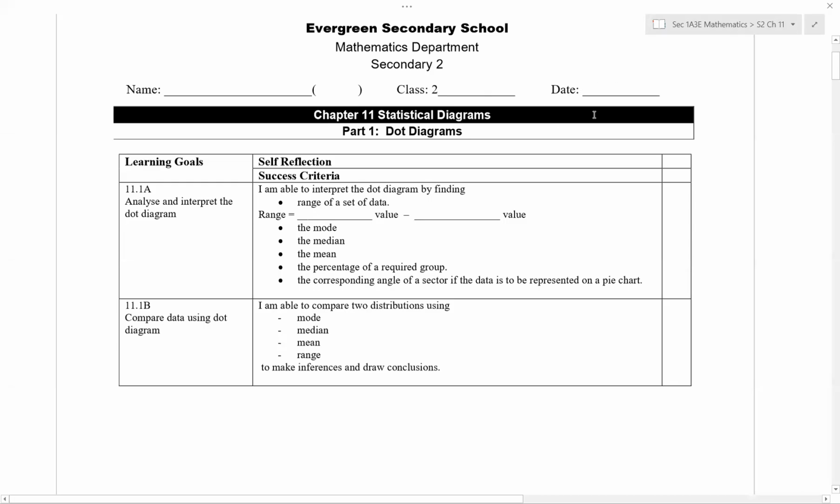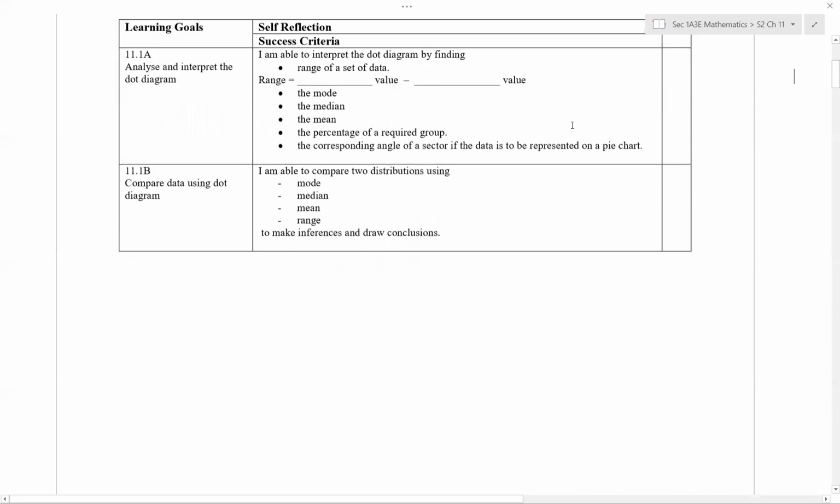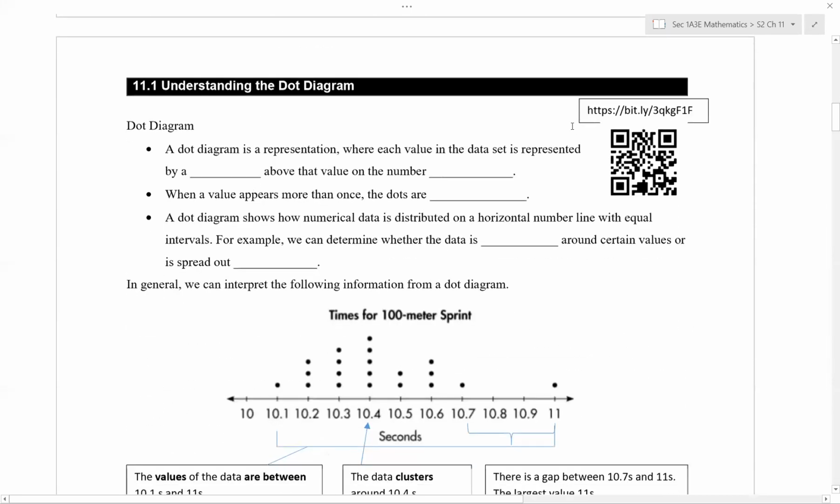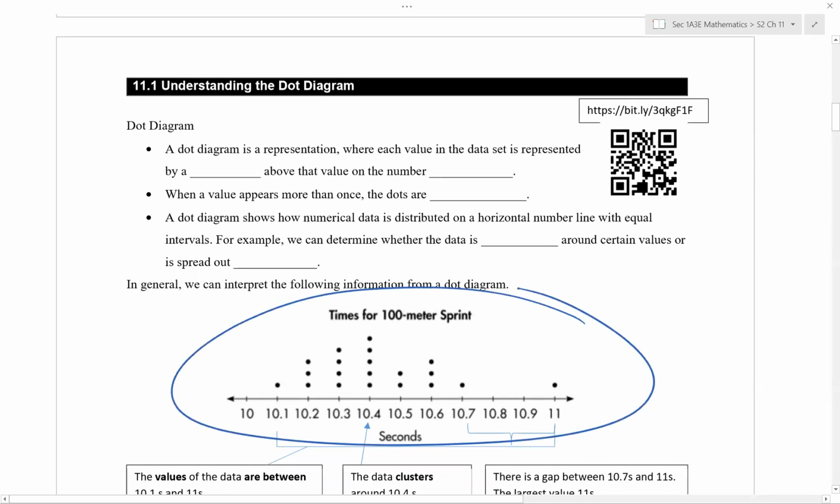Okay, this is a video for chapter 11, part 1. We're going to continue with statistical diagrams. And this time, we're going to be focusing on dot diagrams. So let's take a look at what this is. Now, a dot diagram will look like this.